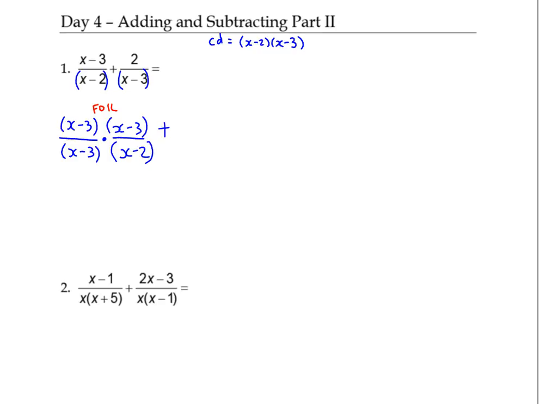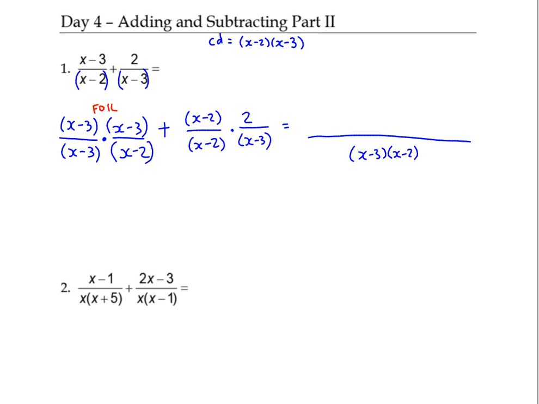Plus, okay, the second fraction was missing which factor? X minus 2. Okay, and this is 2 over x minus 3 times 2 over x minus 3. Okay, so let's simplify that. Now if we want, we can go straight to writing this all over the common denominator of x minus 3 times x minus 2.